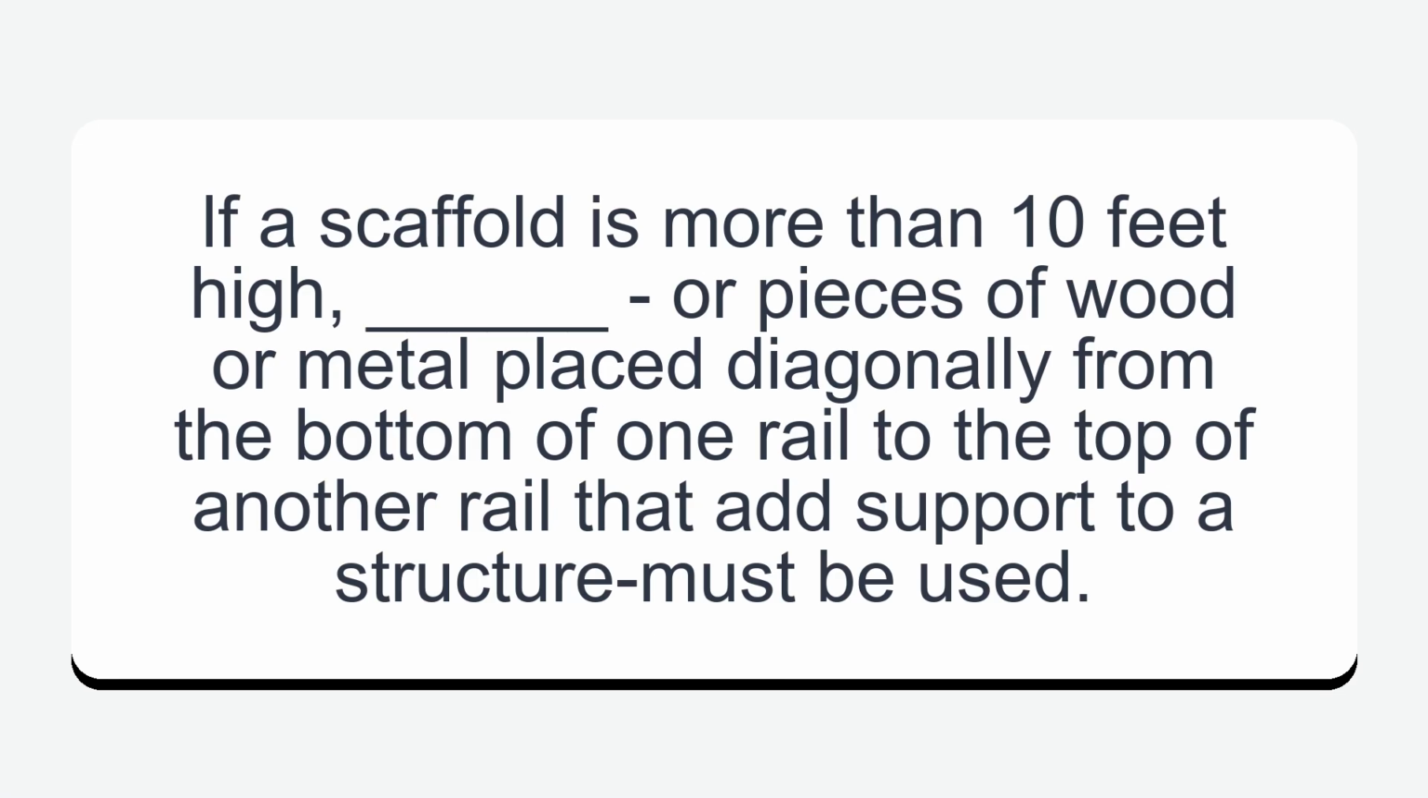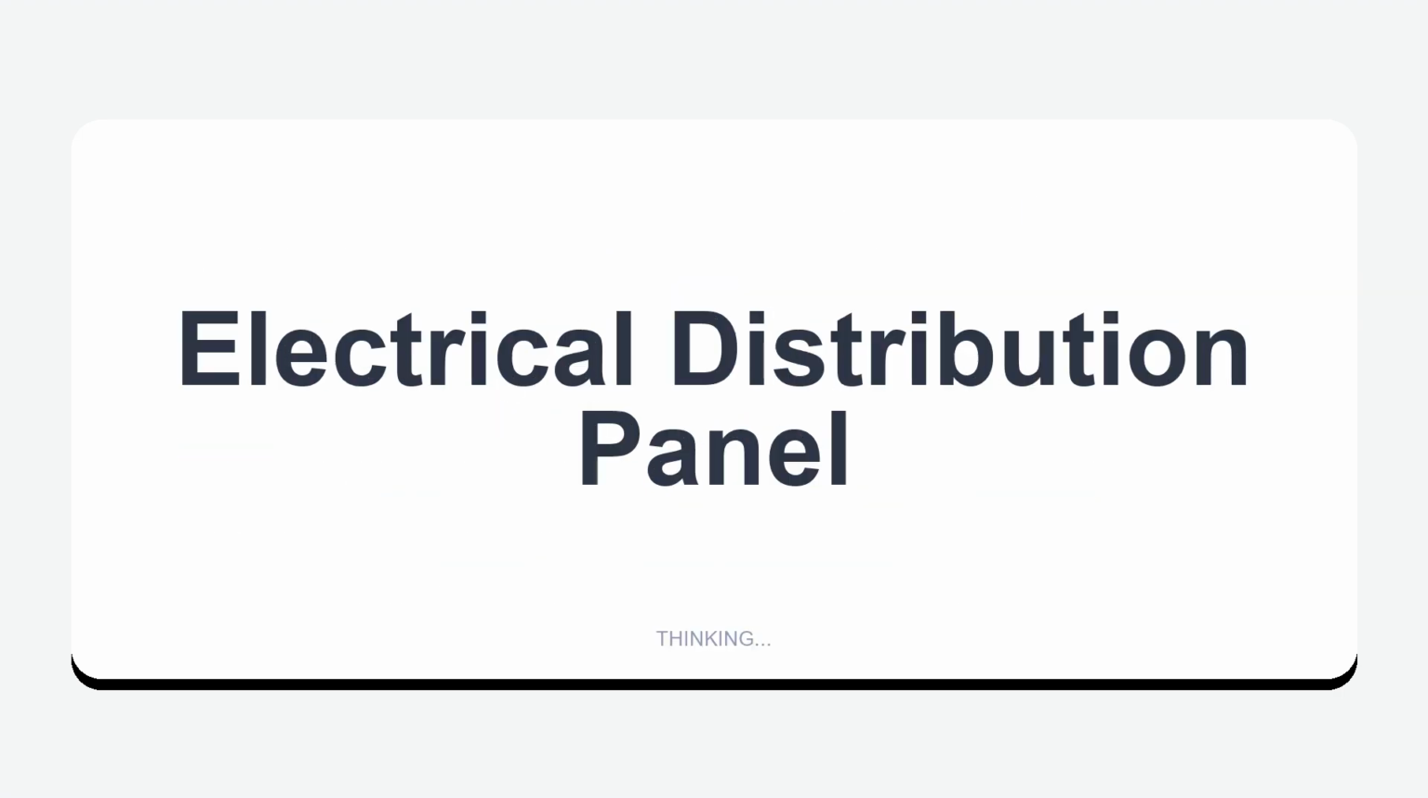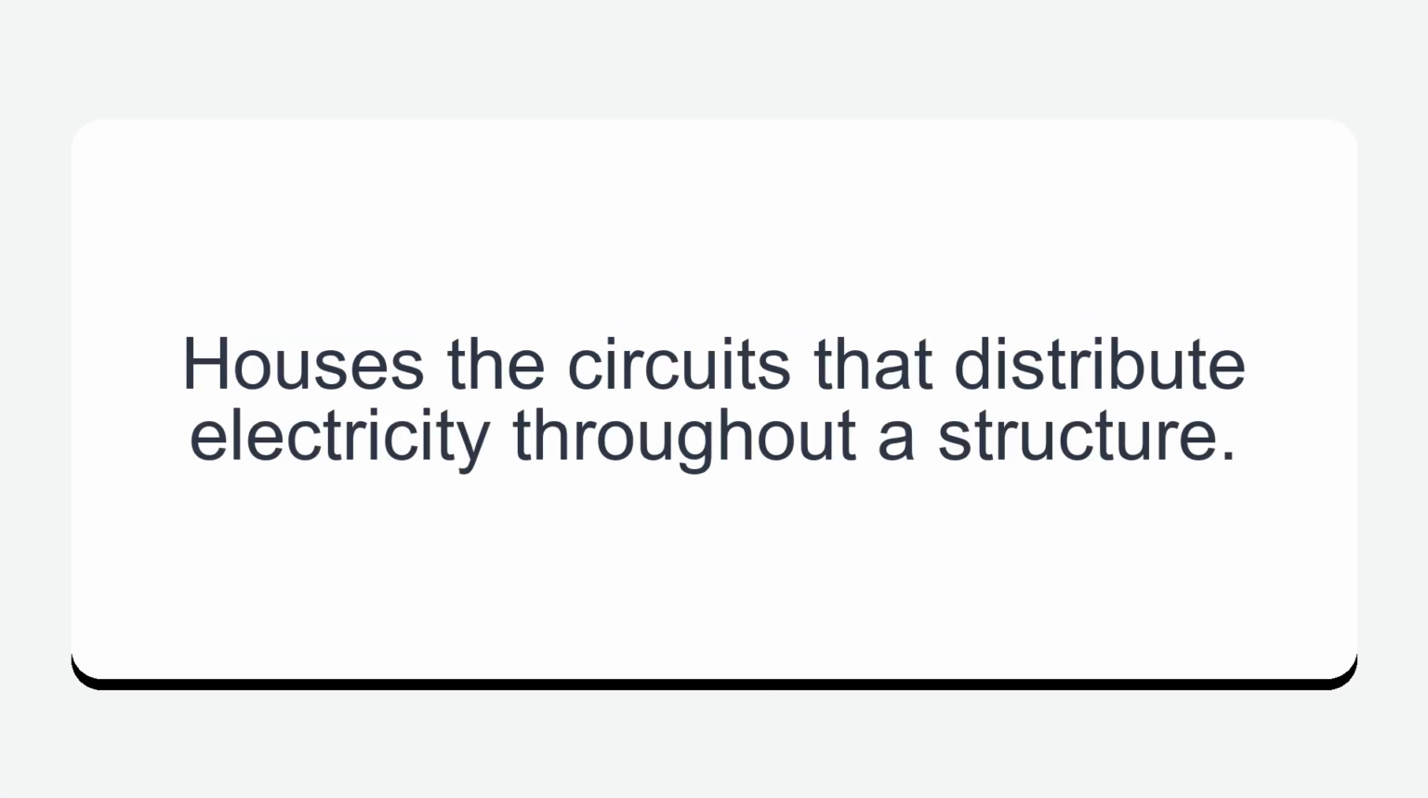Shoring. If a scaffold is more than 10 feet high, cross bracing, or pieces of wood or metal placed diagonally from the bottom of one rail to the top of another rail that add support to a structure, must be used. Electrical distribution panel: houses the circuits that distribute electricity throughout a structure.